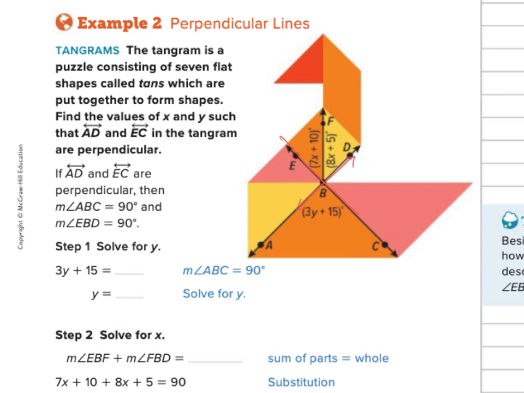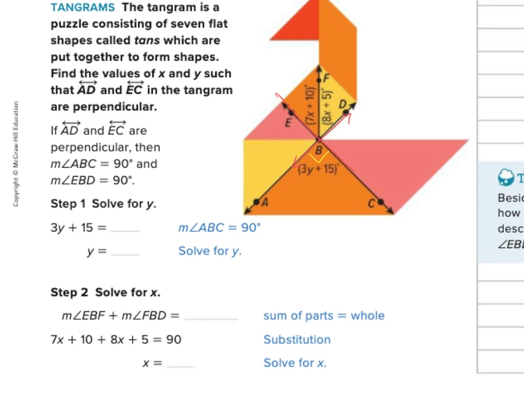If that's the case, then what we would want to see is this measurement right here should be 90 degrees. So angle ABC, which is 3y plus 15, should be equal to 90. That would give us the proper solution. Subtracting 15 from both sides, I have 3y is equal to 75, divide both sides by 3, and y is equal to 25. Let's see, what else could I do?